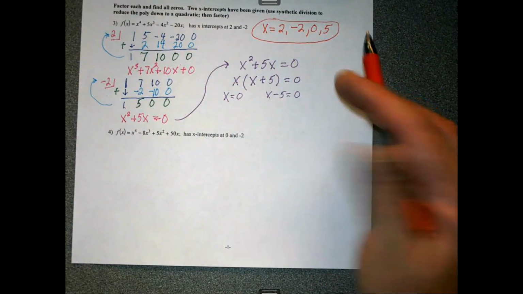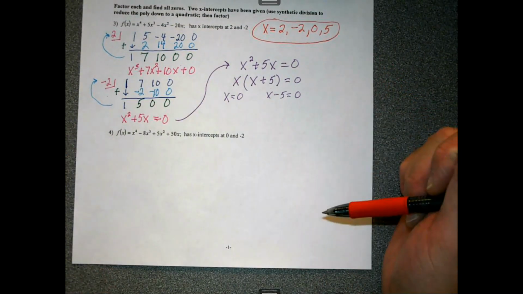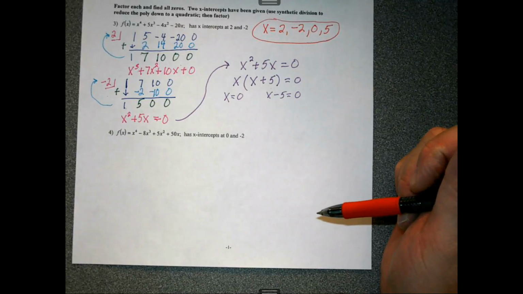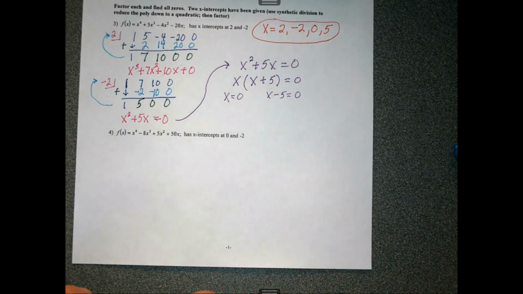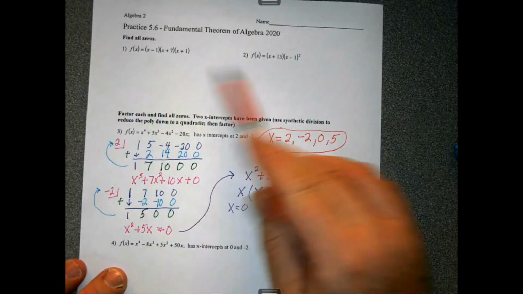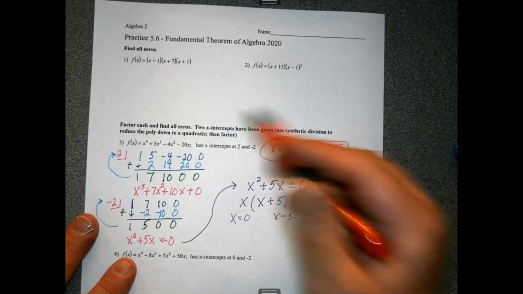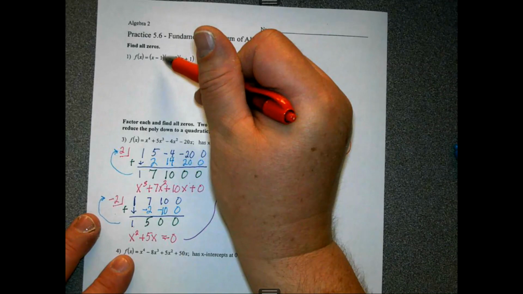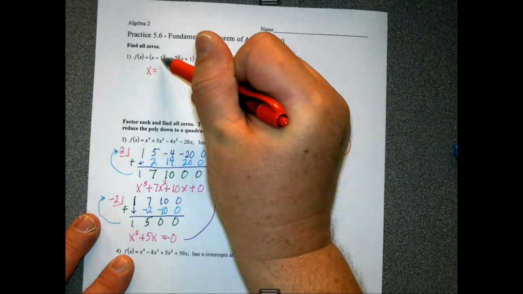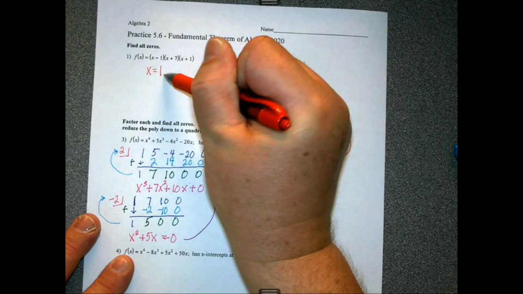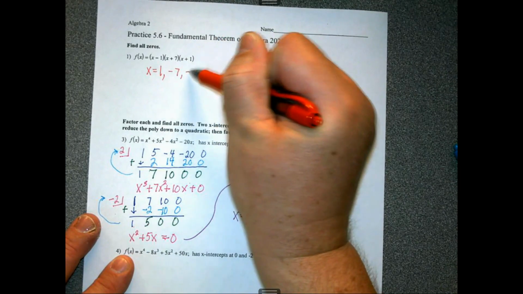Can you guys do one problem before you leave? Oh, 1 and 2, don't make these real hard. Again, what are going to be my zeros here? Just the opposite signs, right? 1, -7, -1. That's all they're asking you.